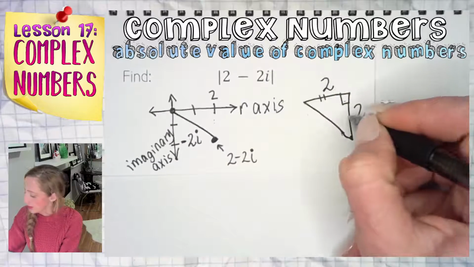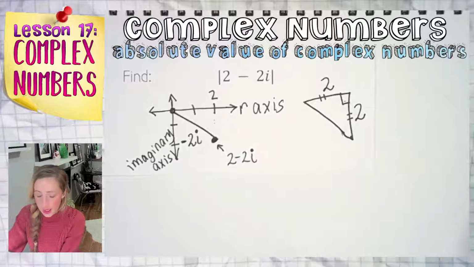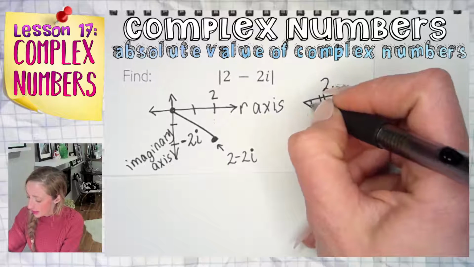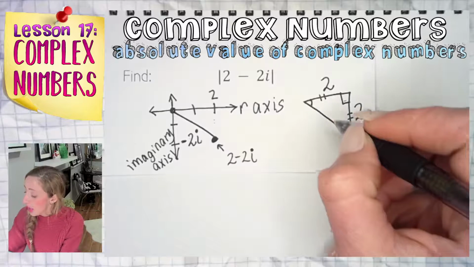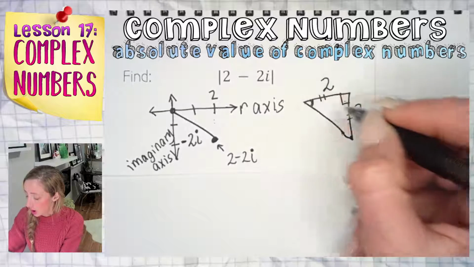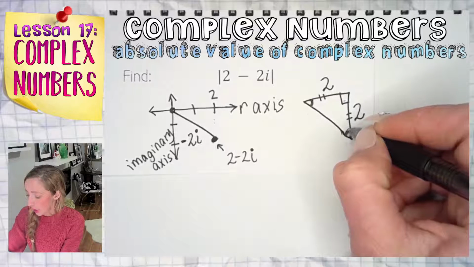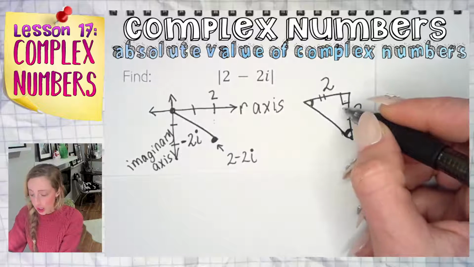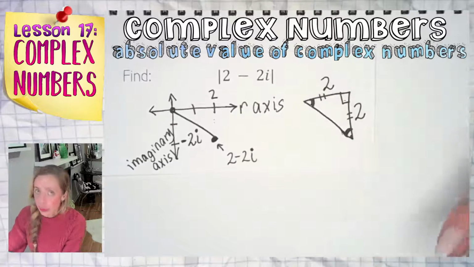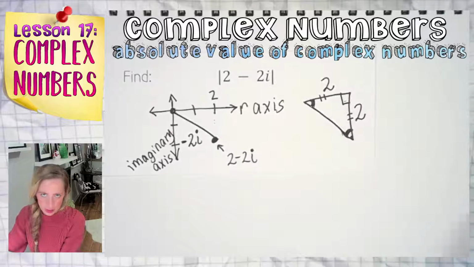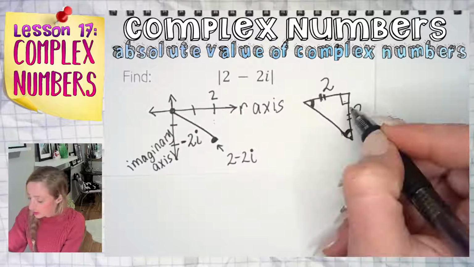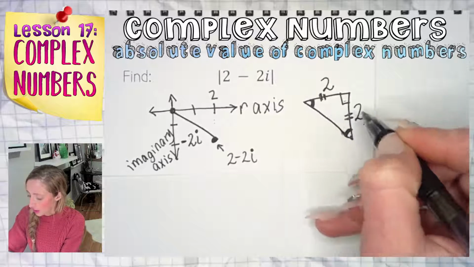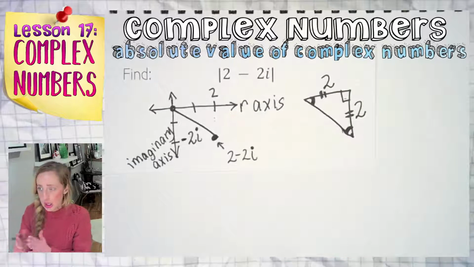That actually makes this an isosceles triangle. That means that this angle and this angle, the two acute angles of the right triangle, are congruent. Congruent means that they are the same size, as are these two legs. The legs of the triangle, if it's a right triangle, are the two sides touching the 90-degree angle.